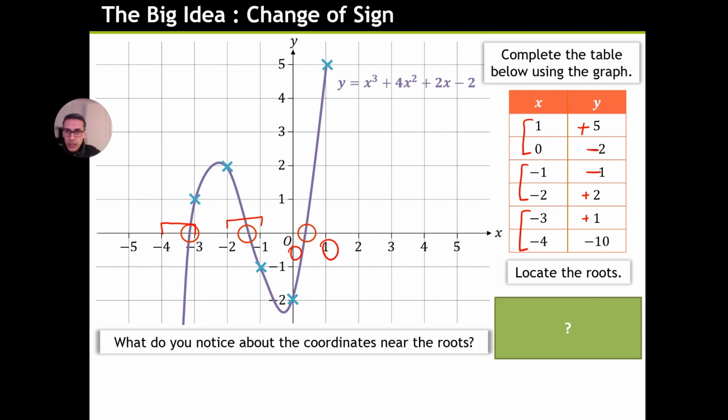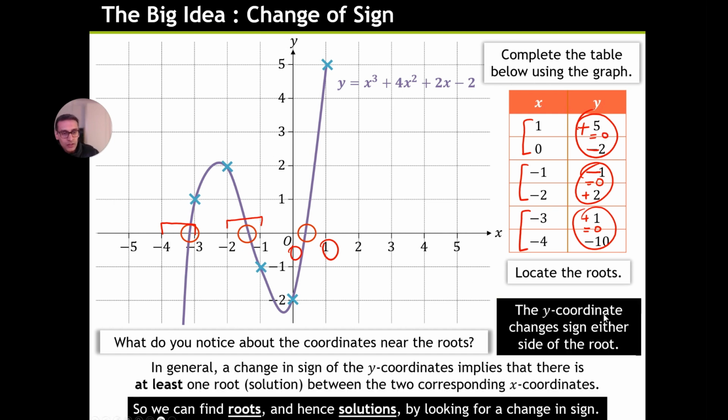So later on, we're not going to be having graphs given to us. We're just going to have to use these values and spot where the sign changes. There has to be a value in between that is a solution, in other words, where y ends up being 0. And that's essentially what we're trying to find with more complicated equations. So the thing you may notice is the y-coordinate changes sign. And what we can say is we can find roots and hence solutions by looking for the change in the y value sign. So it goes from positive to negative or negative to positive.